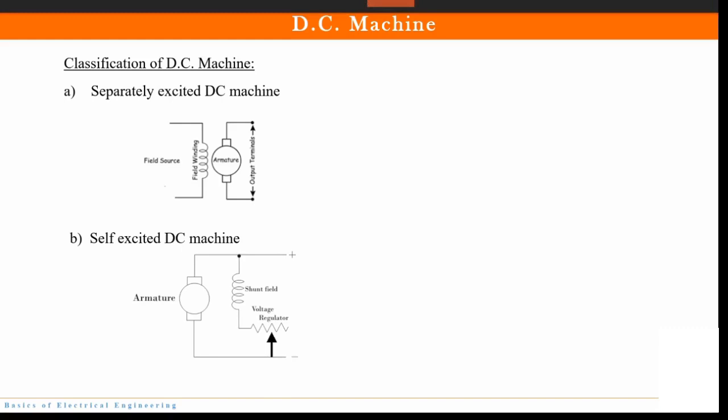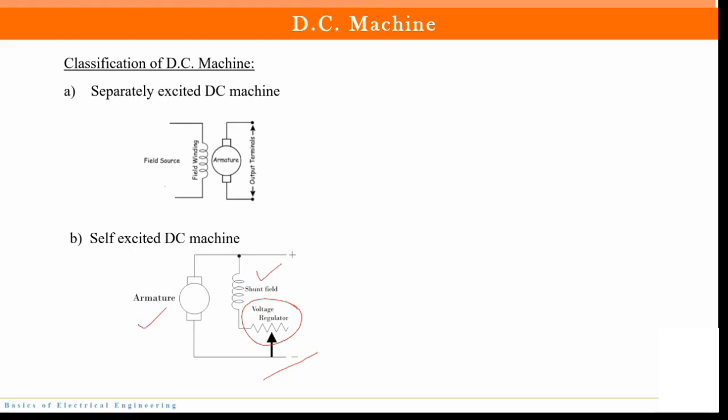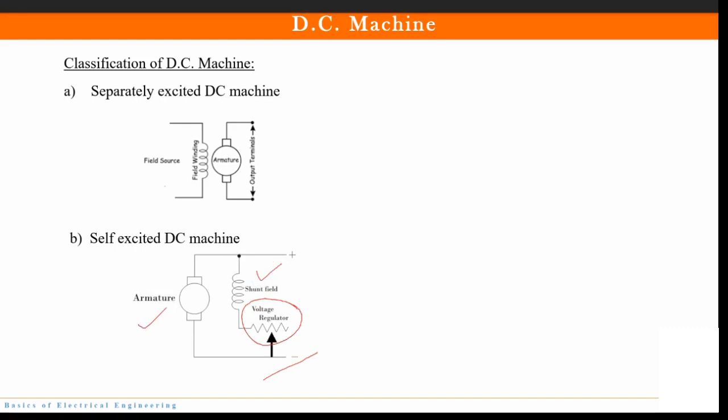You can see that here, this is the voltage regulator. You can see that the armature and field windings are connected together, whereas here there are no connections, so they are electrically isolated.